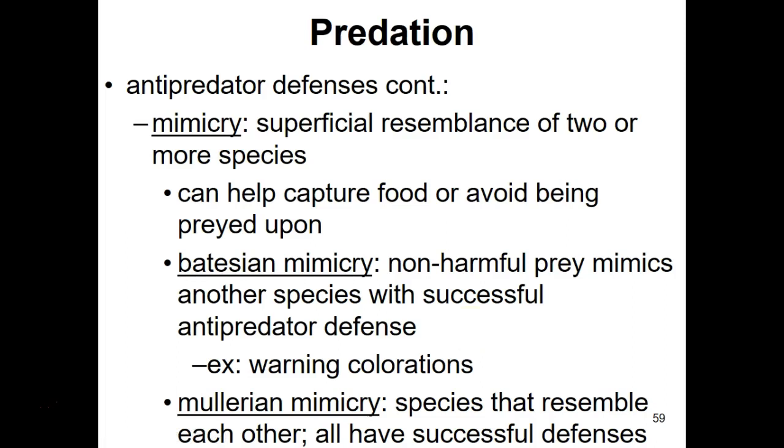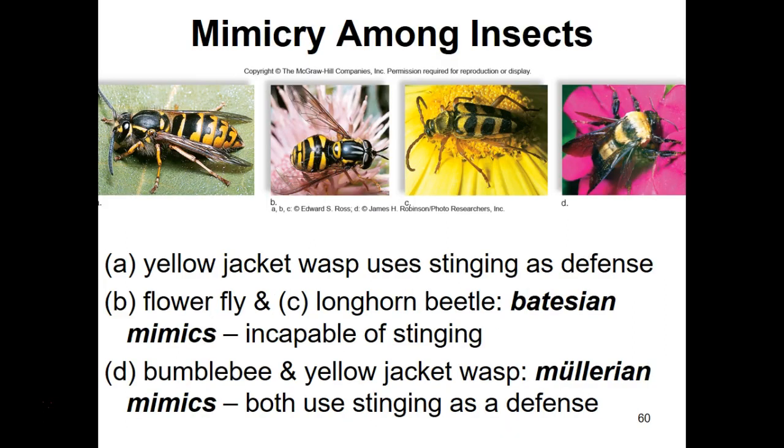Some organisms can mimic other organisms. It's another adaptation that they have learned. There are two types of mimicry: Batesian mimicry, where you have a non-harmful mimic that mimics a harmful organism, whereas Müllerian mimicry is where you have two organisms that both are successful in their own defenses and they look similar.